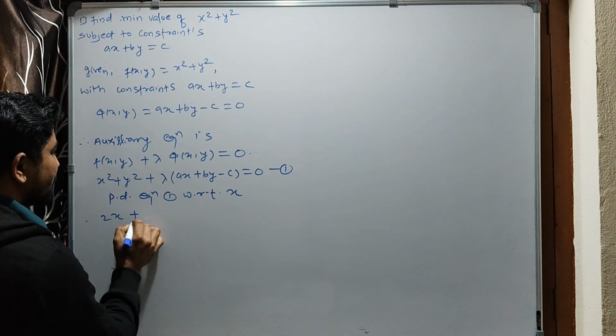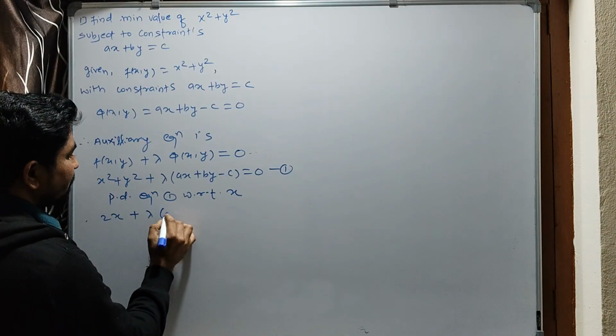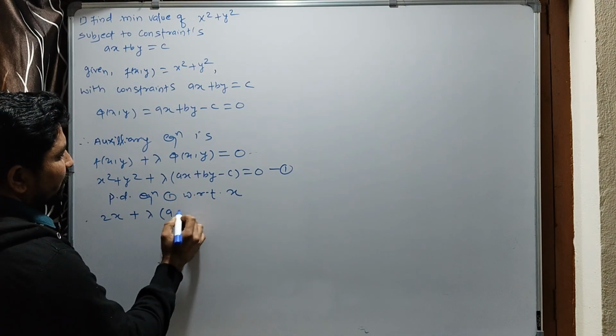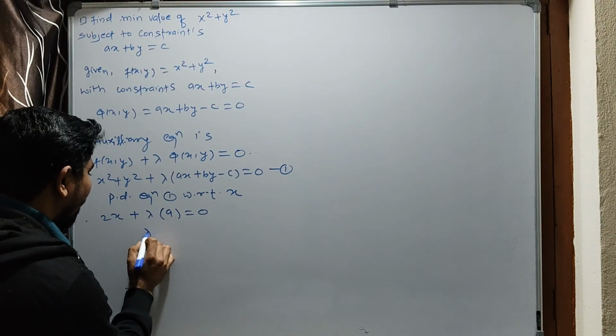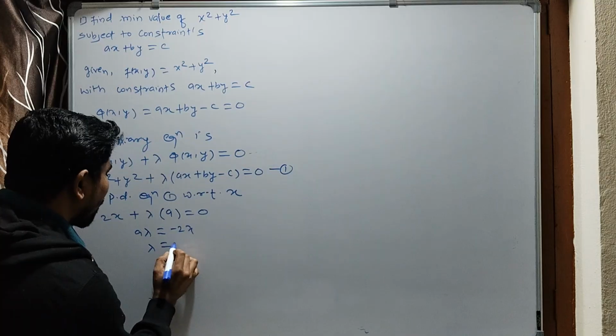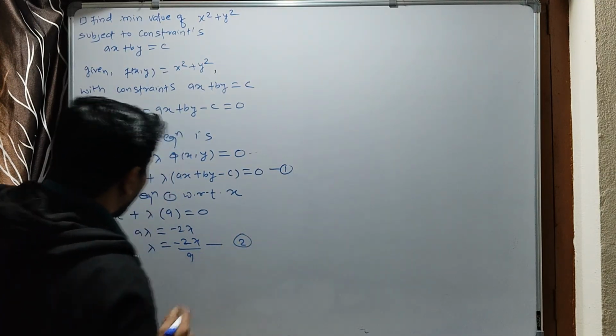Therefore 2x plus y times 0, plus lambda times a, since the partial derivative of x with respect to x is 1 and of y is 0, is equal to 0. Therefore from here lambda a equals minus 2x, so lambda equals minus 2x by a. Let's say this is my equation number 2.